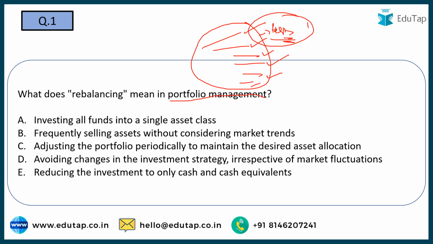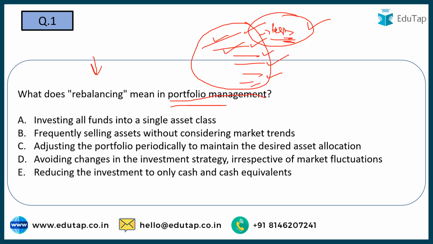How will you manage this particular portfolio? What will be your allocation to equity? What will be your allocation to the debt market? This is basically what portfolio management is. Okay, so the question is regarding rebalancing. What does rebalancing mean in portfolio management?